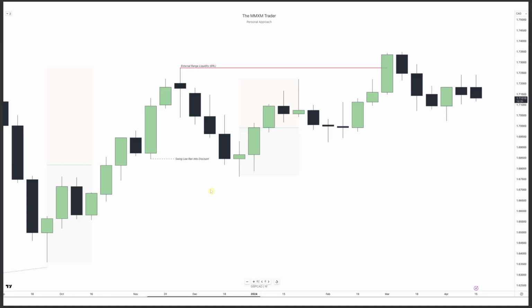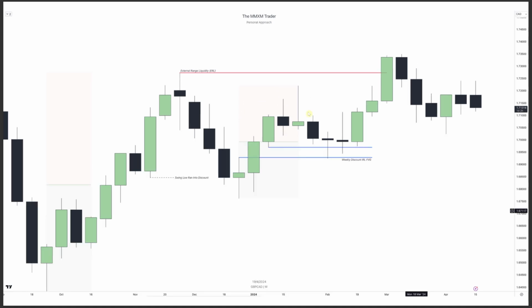So we've got that weekly chart on GBP CAD again, right? Remember, swing low, ran into discount, important. We want to be hitting discount before we move up. Discount and premium levels. What are we going to be focusing on afterwards? That internal range liquidity pool, right? So price comes back into this internal range liquidity pool over here.